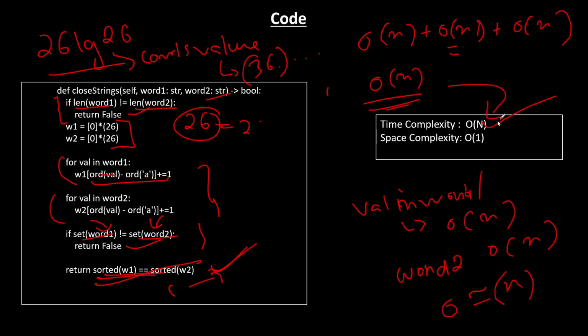So our time complexity comes out to be O of n, and space complexity is O of 1 because the frequency arrays we are taking are constant space, and we are not storing anything in the set, we are just putting the values and checking, so it does not count in space complexity. That's why the space complexity comes out to be O of 1. I hope you understood the code. Now let's move to the next slide.